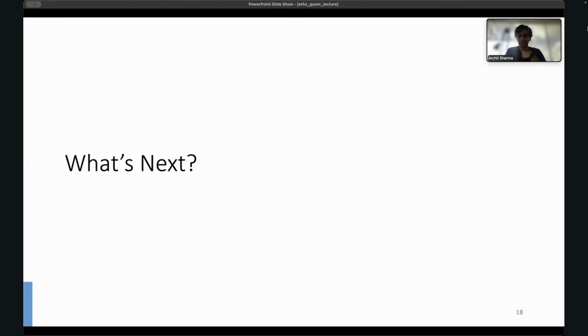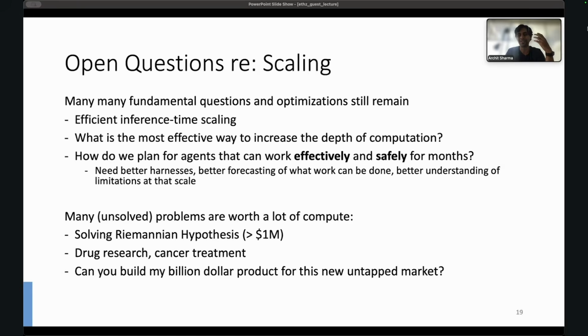Okay, so hopefully I was able to tell you about all the amazing progress that has happened with test time scaling. So I'll briefly go over what is going on right now and what I am thinking about, or some of the things people at the frontier labs are thinking about. With test time scaling, there are still quite a lot of open questions related to fundamental optimization.